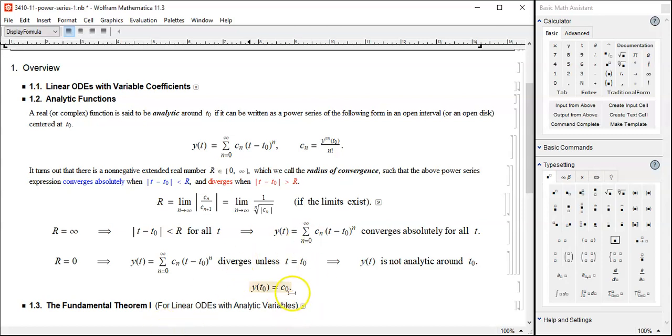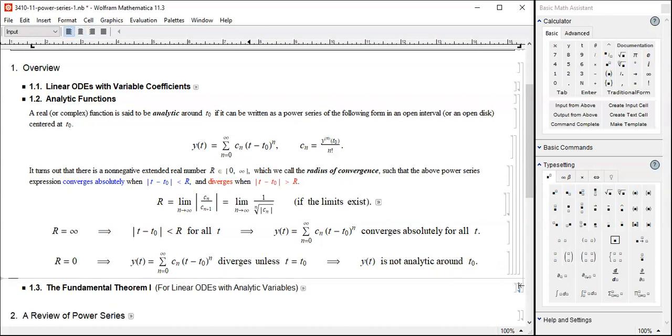And this is not helping. It's not a series expression, and it doesn't really tell you anything about y of t other than at t equal to t0, so it's not helping. In this case, y of t is not analytic.